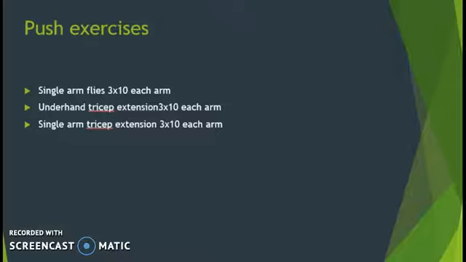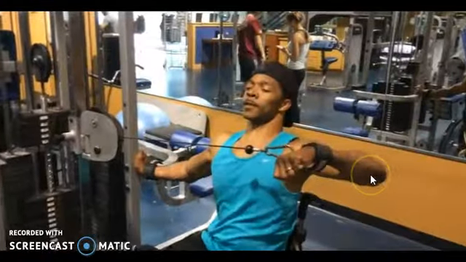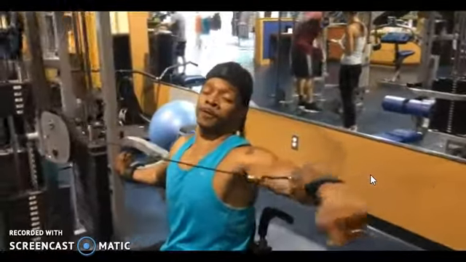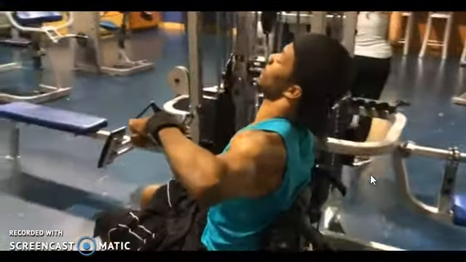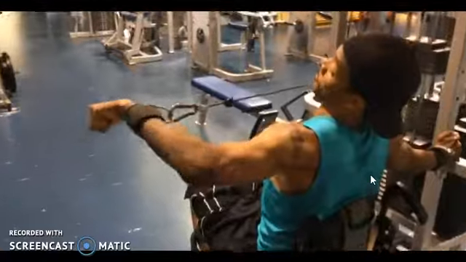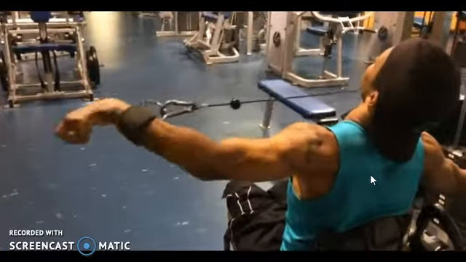For our final push exercise, we have single arm tricep extension, 3 sets of 10 each arm, just like before. Here we see a man performing the single arm tricep extension. He's also having very little shoulder movement, keeping his elbow stable and using proper technique.